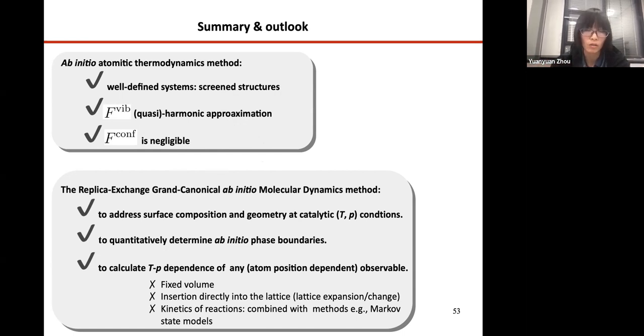electrochemical reactions. And we also talked mainly about the recently developed Replica-Exchange Grand-Canonical method coupled with ab initio molecular dynamics. And this method, of course, can address surface compositions and geometries at the operando conditions, that is TP conditions, and moreover, it can also qualitatively determine ab initio phase boundaries and the TP map of other observables. If you define your indicator, you will get it.